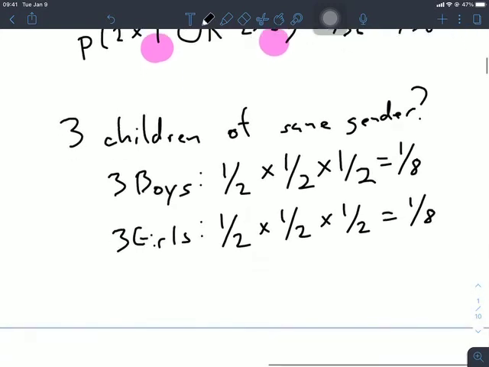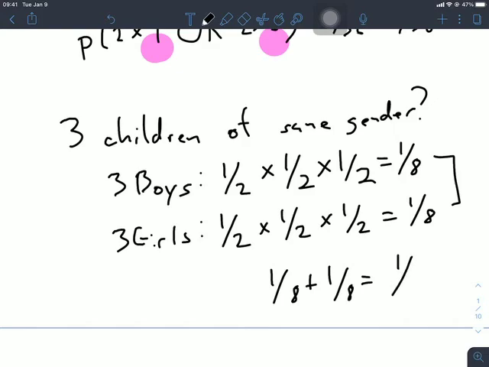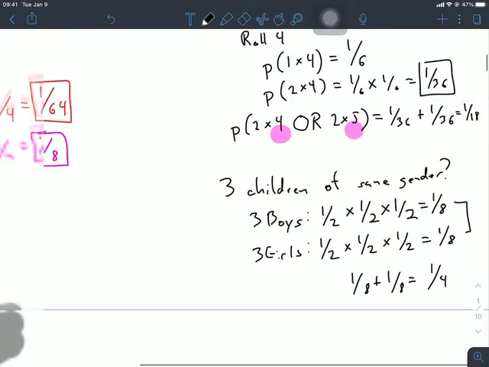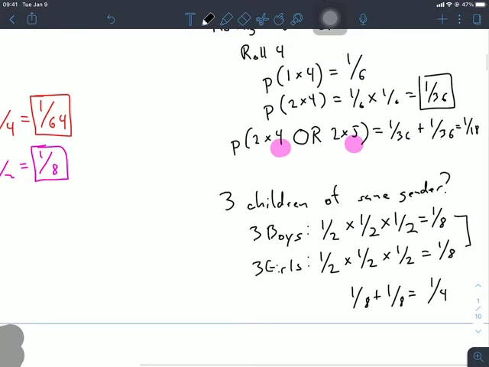But because you're not having 6 children, you ultimately need to add these two values together. 1/8 plus 1/8 will result in 1/4 probability, or 25% of the time, you're going to end up with 3 children of the exact same gender. Do a little bit of a mental check, make sure. Is it 3 children of the same gender? There's only 2 different ways to do that.